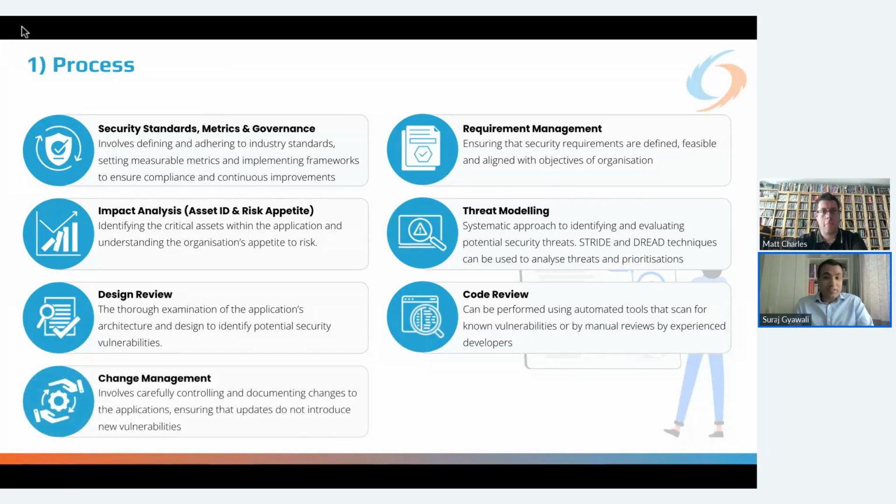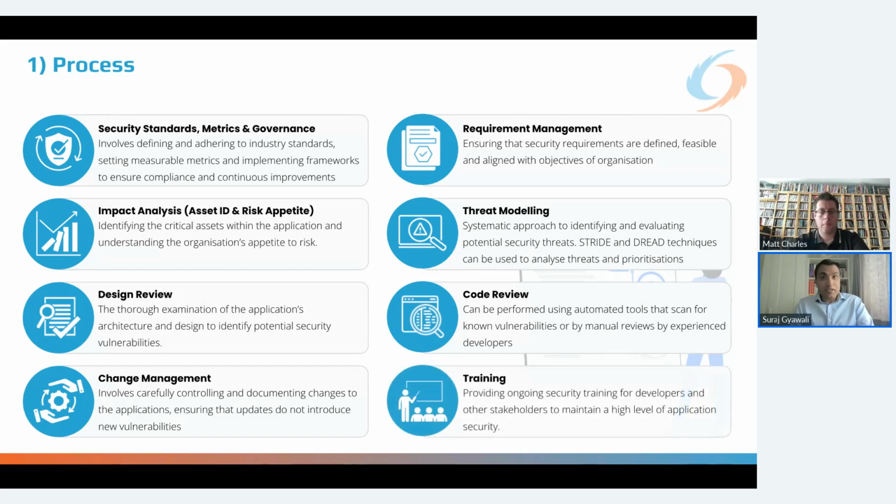Change management. This involves carefully controlling and documenting changes to the application, ensuring that updates and modifications do not introduce new vulnerabilities or compromise existing security measures. Training.